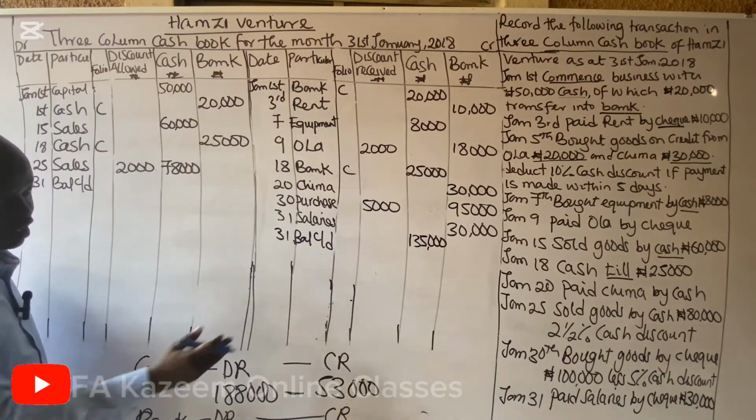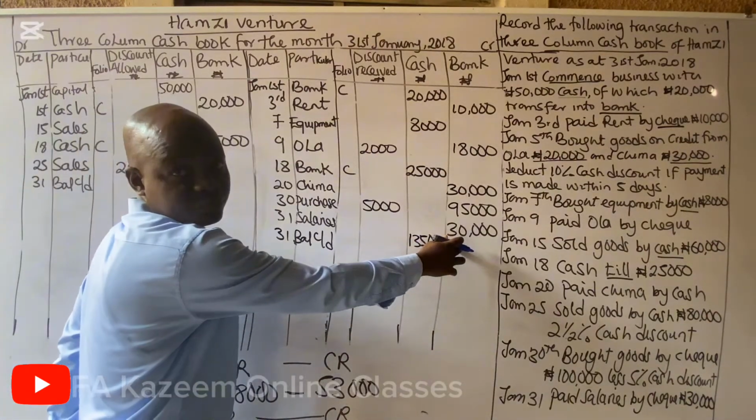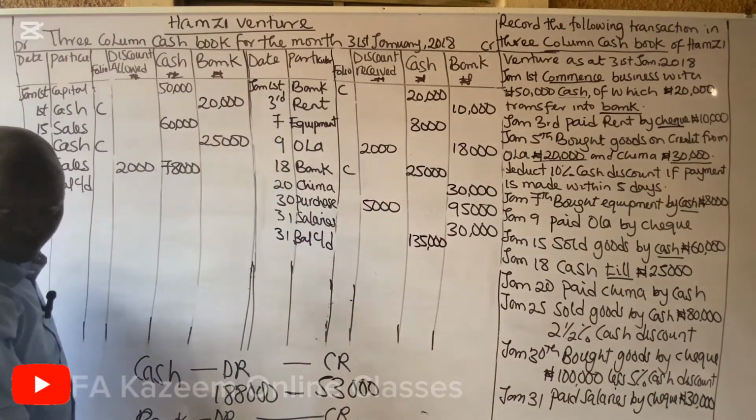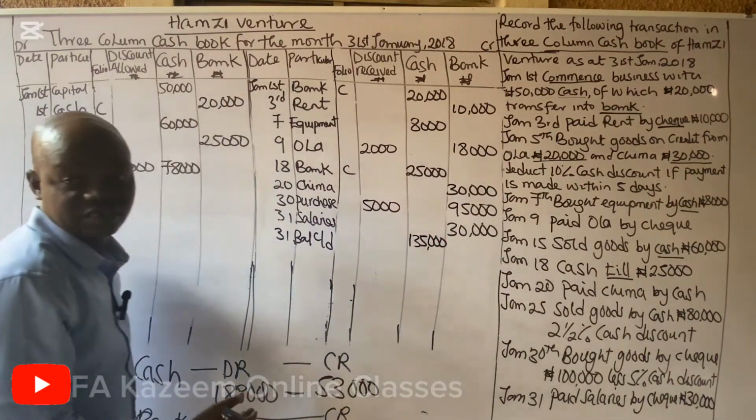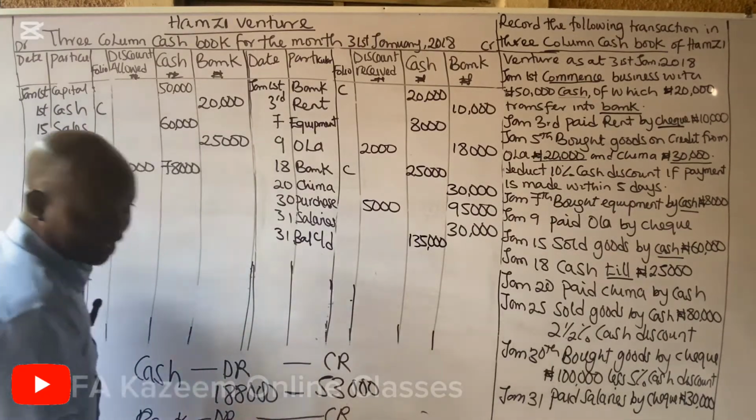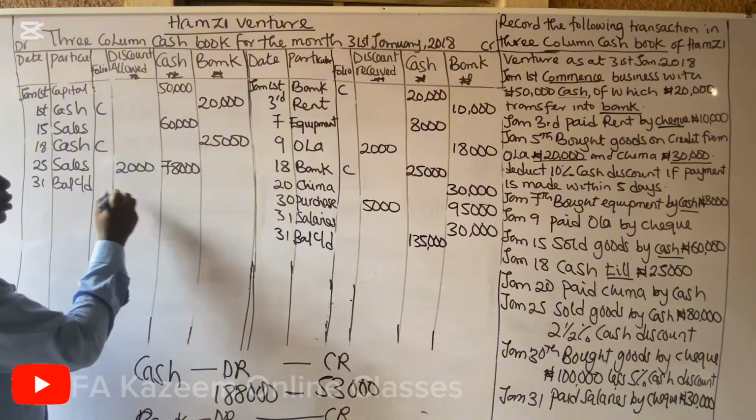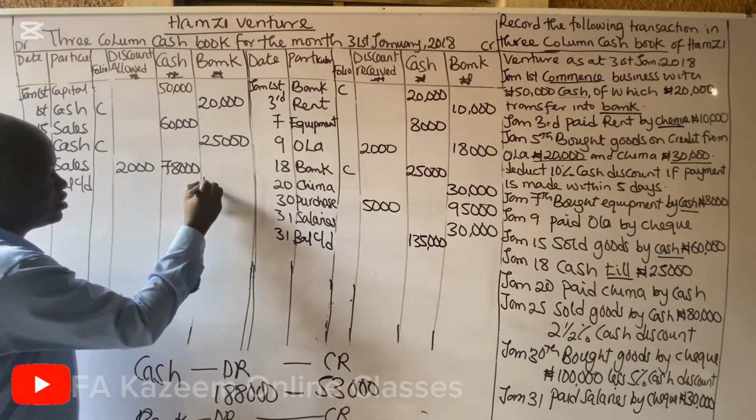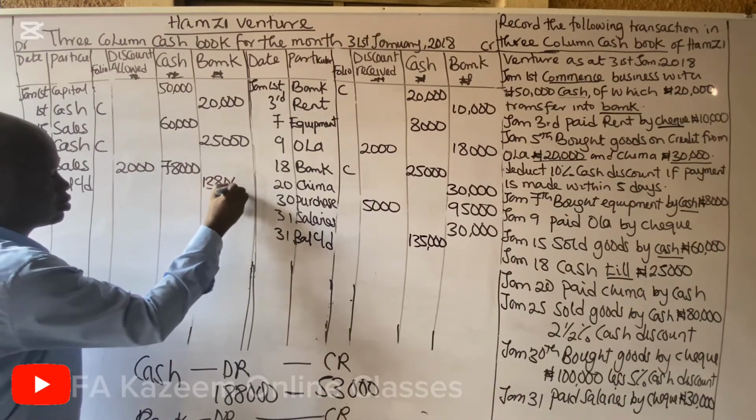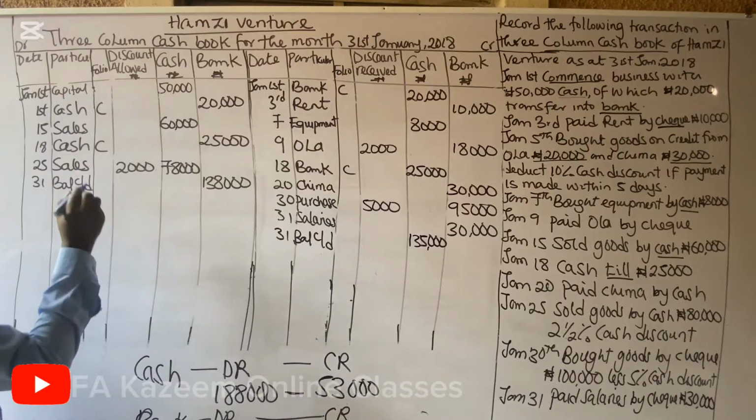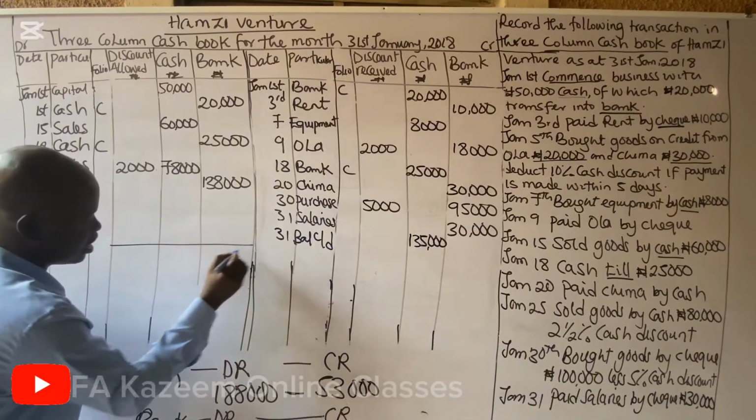In that case, what's the total here? The total of debit is 45. What's the total of the credit side? Help us with the calculator. 183. 183 minus 45,000 gives 138. Now, after getting the balance carried down of bank, the next is to close the account.